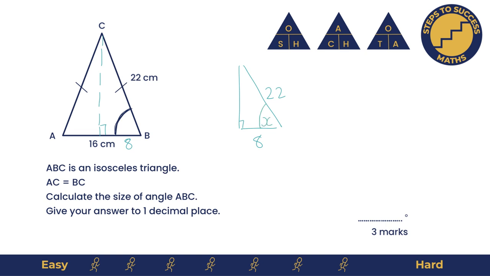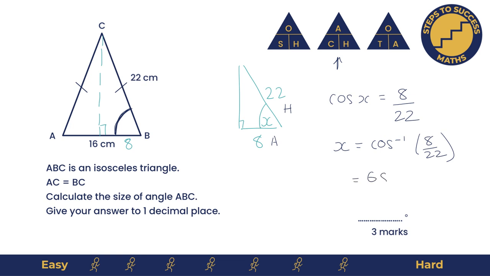Okay, so we know the hypotenuse, the longest one, and we know the adjacent, and we're looking for an angle. So which one has hypotenuse and adjacent? So that's cos. Cos x is equal to adjacent, which is 8, over hypotenuse, which is 22. So x must be equal to cos to the minus 1 of 8 over 22. Using your calculator, you're going to get 68.6763. And we're going to round our answer to one decimal place, 68.7.